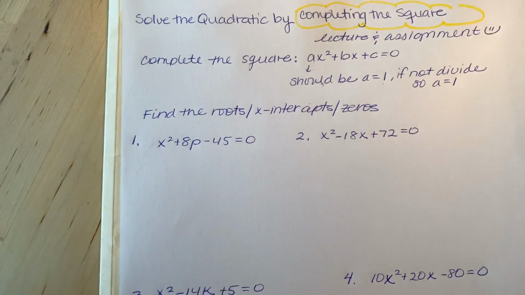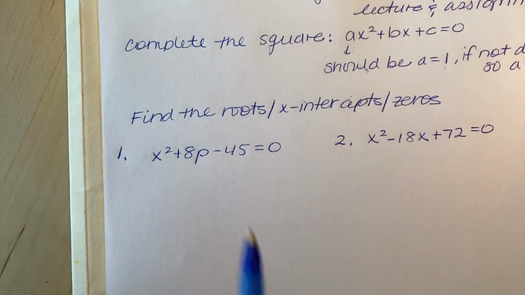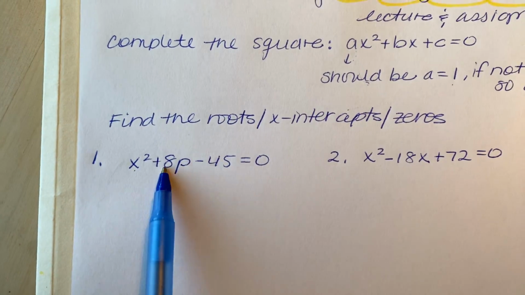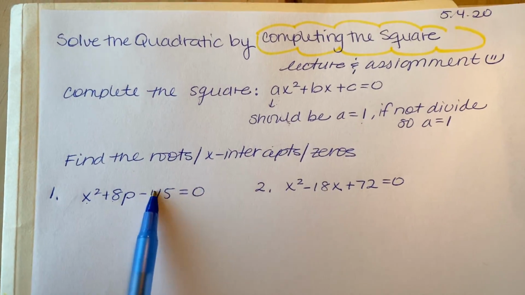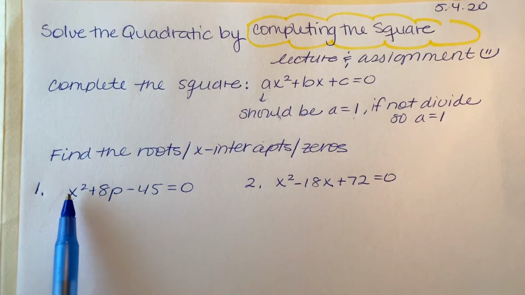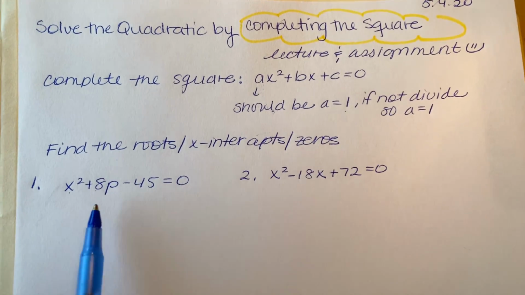All right. So here we go. My a value is 1. My b value is positive 8. My c value is negative 45. Okay. So your first step is the a value 1? Yes, it's 1. Great, go on to step 2.